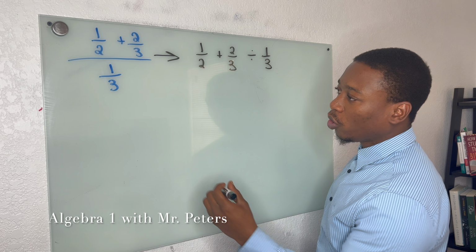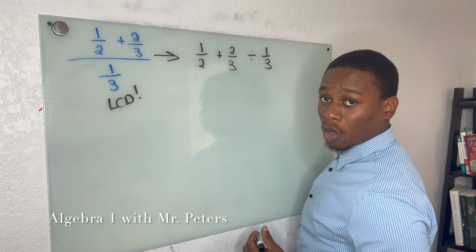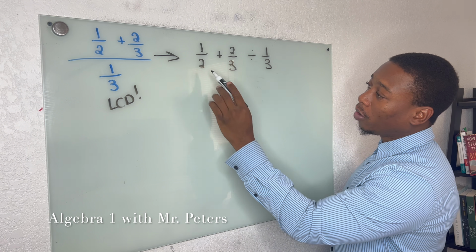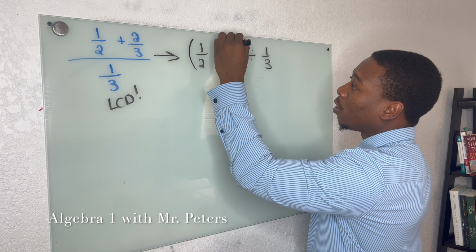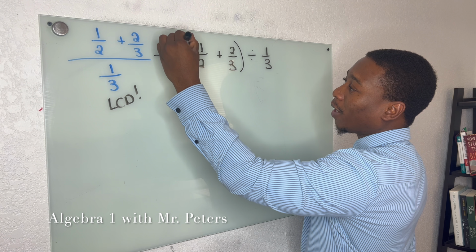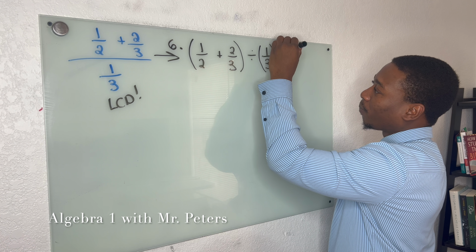So we can use the LCD to solve. So this is just the lowest common denominator. So when I look at all these denominators, I know they could go into the number 6. So I'm going to multiply by 6 on the outside and on both sides, right?